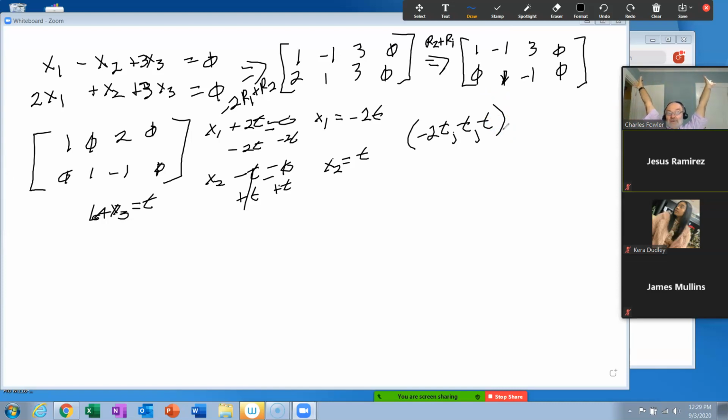Okay, there it is. Pick a t, any t. Obviously, the one we knew already, 0, 0, 0, works. And it better work because it was a homogeneous set of equations. But negative 2, 1, 1 works. 2, negative 1, negative 1 works. You know, pick a t, any t, and you can come up with the ordered triplet that works. Okay?